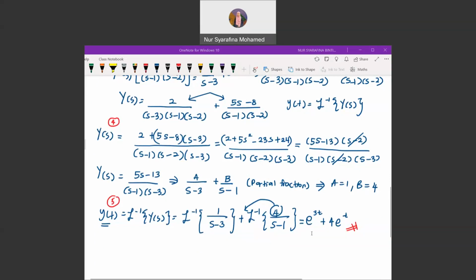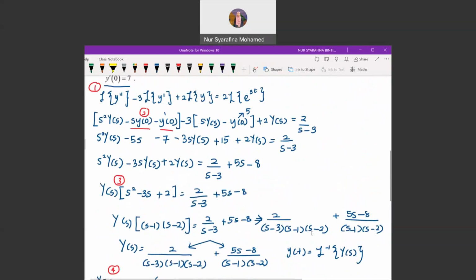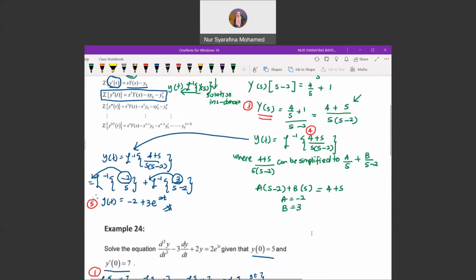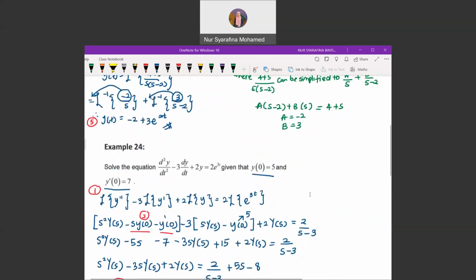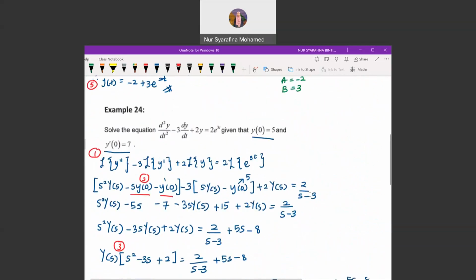So basically, this is how we use the Laplace transform in order to solve differential equations. What I have shown here is the transformation of the first order differential equation in example 23, and the transformation of the second order differential equation in example 24.